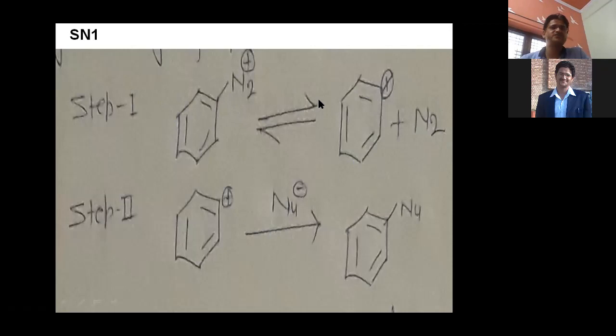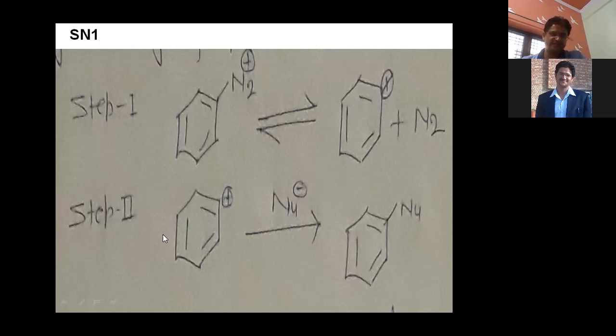So this is first order reaction. You can see here benzene diazonium chloride gives this type of intermediate, a benzene with a positive charge, the benzenium ion. And during that process, nitrogen gas is removed. Because in the first step only one reactant participates, it is called a first order reaction.